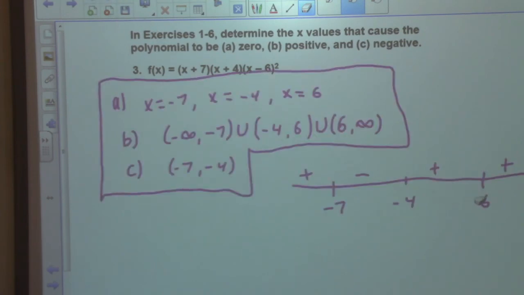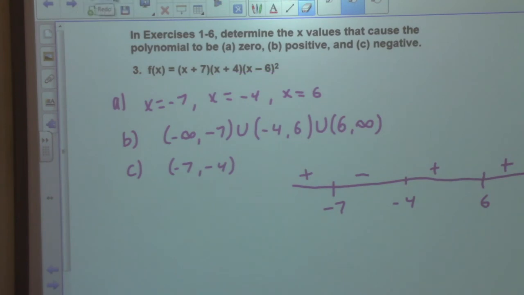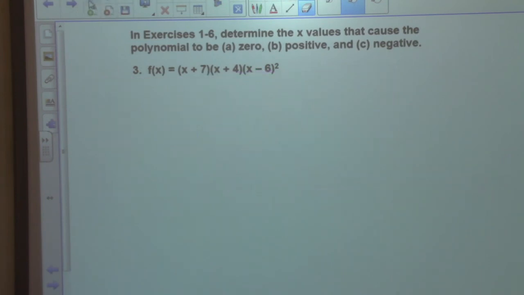I just want to say one more thing. As you go left to right, this is a multiplicity of 2, so you don't change signs on a multiplicity of 2.